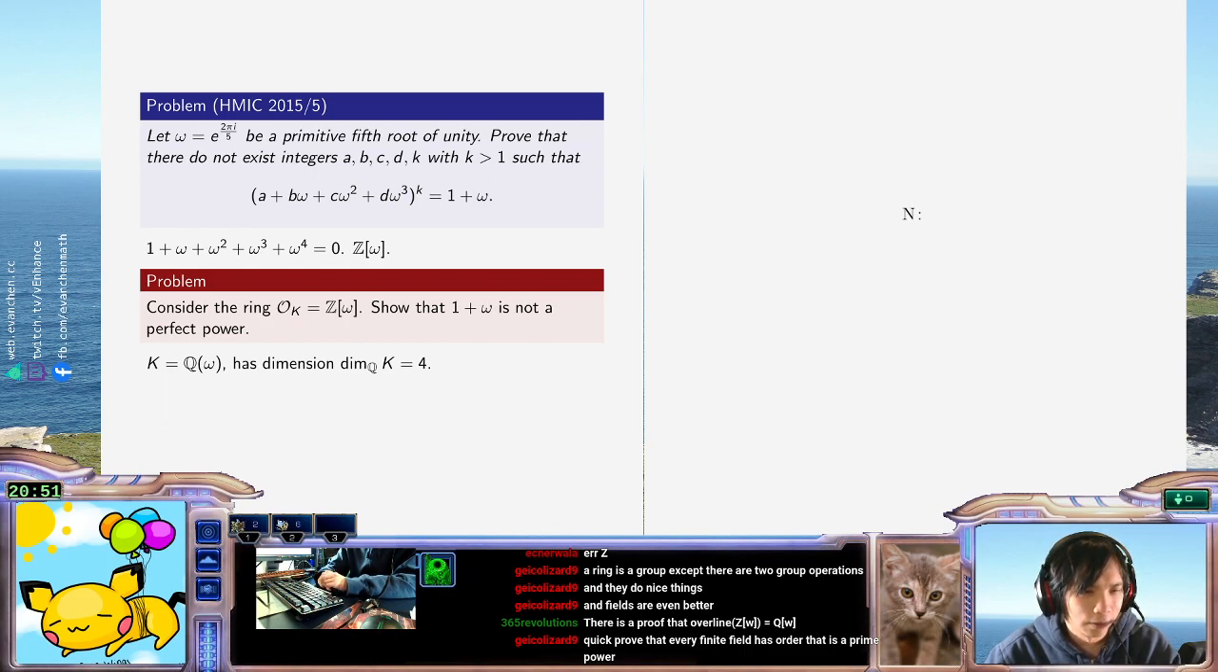Yeah, I agree. Well, I think the hard part is not that K is the field of fractions of O_K, which is easy to show. I think it's more non-trivial to show that O_K is the ring of integers of K.